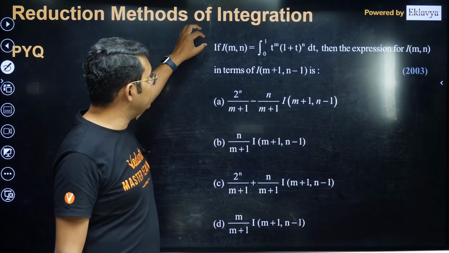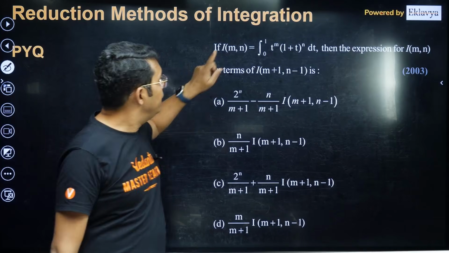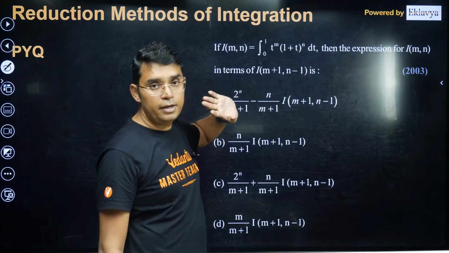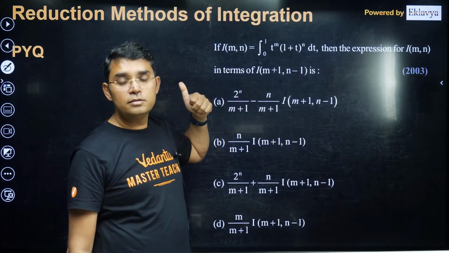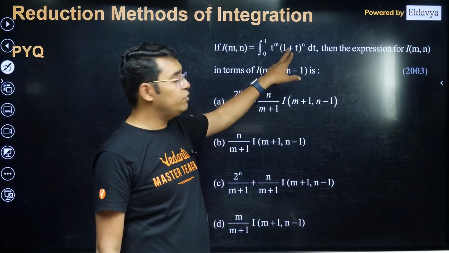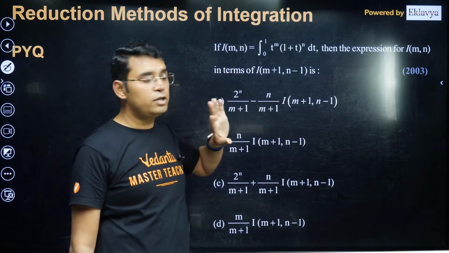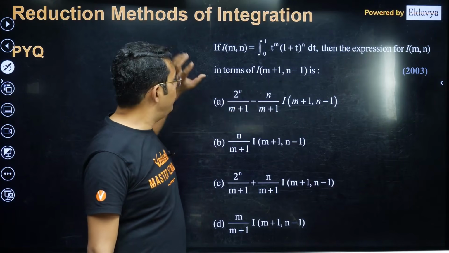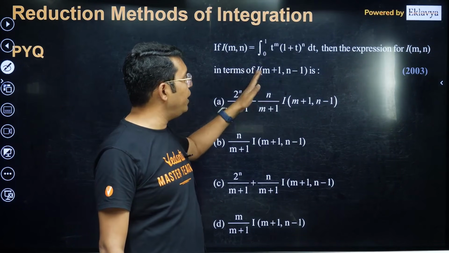So this is a question where they are saying I m comma n is the integral of t power m upon 1 plus t power n dt. It looks like a beta function, but it is not actually, because if there was a minus here, then it would be a beta function. This time it is not. Now we have to find I m plus n comma n minus 1.